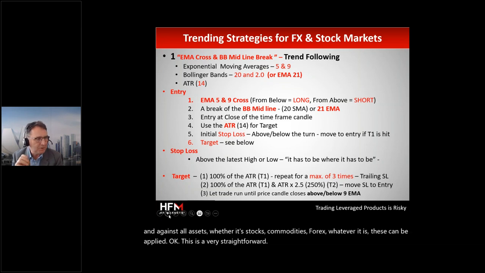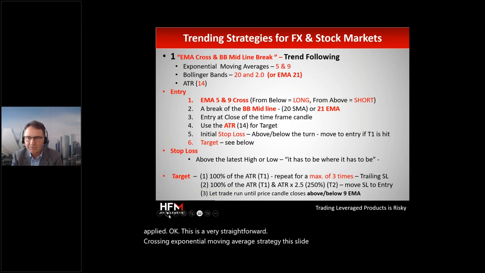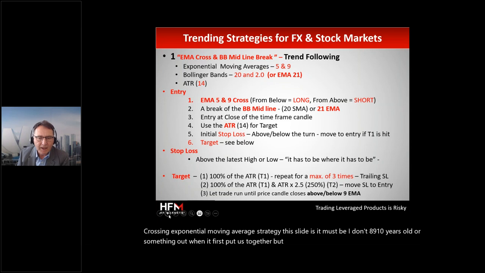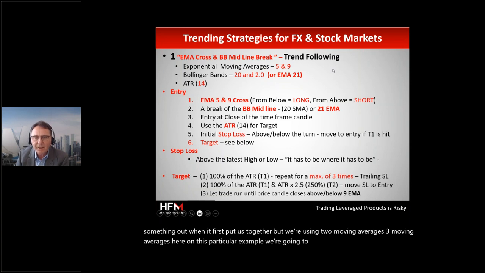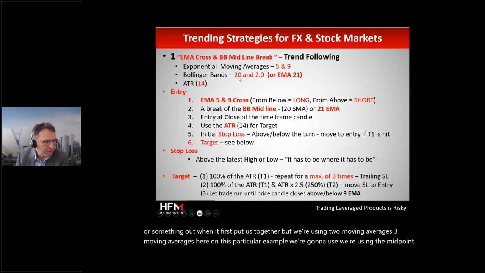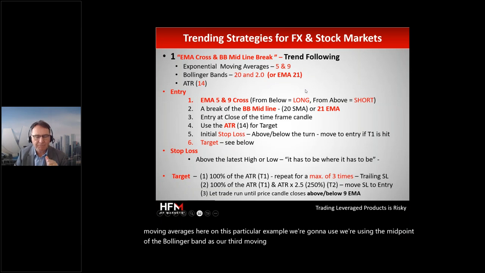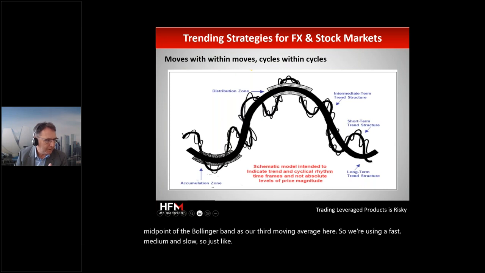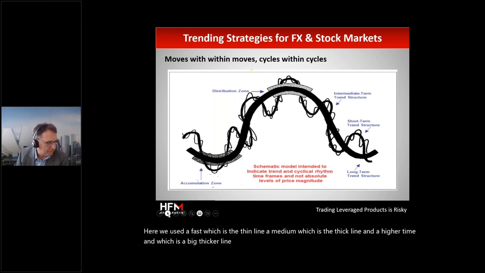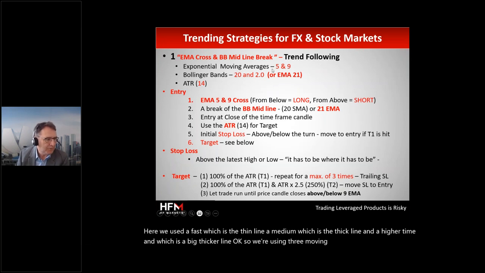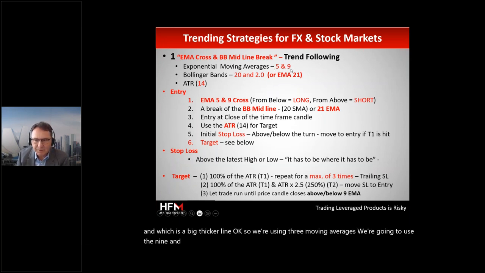crossing exponential moving average strategy. This slide must be 8, 9, 10 years old or something like that from when I first put this together. We're using two or three moving averages here. In this particular example, we're using the midpoint of the Bollinger Band as our third moving average. So we're using a fast, medium, and slow. Just like here, we're using a fast, which is the thin line, a medium, which is the thick line, and a higher time frame, which is a big, thicker line. So we're using three moving averages. We're going to use the 9 and the 5 exponential moving averages.